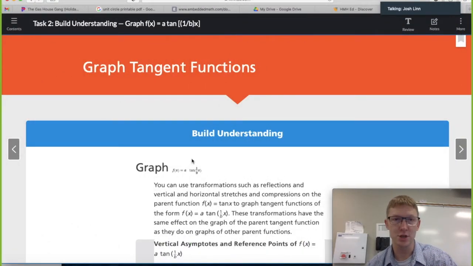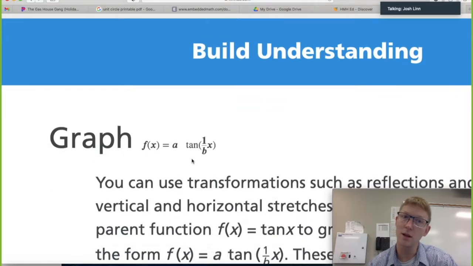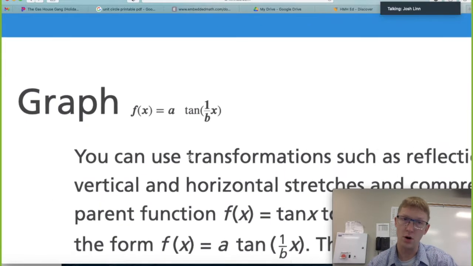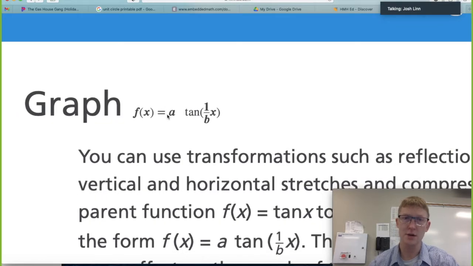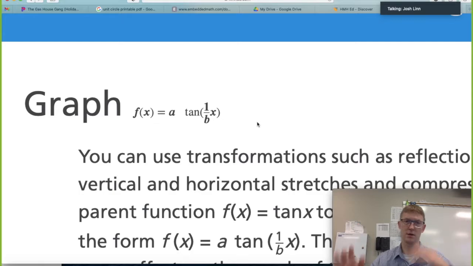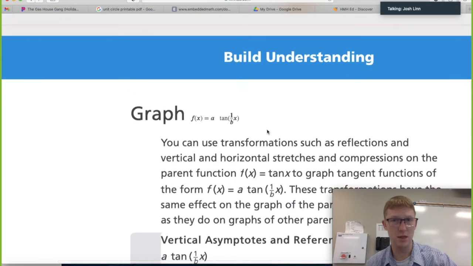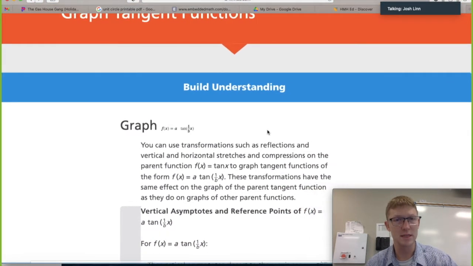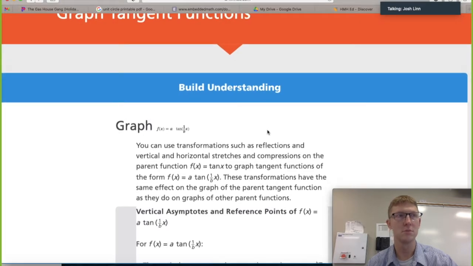You might imagine this tangent thing is going to get a little goofy. Recall that with sine and cosine, A was our amplitude and 1 over B was our period. The amplitude stretched it vertically, and 1 over B stretched it horizontally. I think that's going to be the same with tangent. However, it's going to get a little interesting.